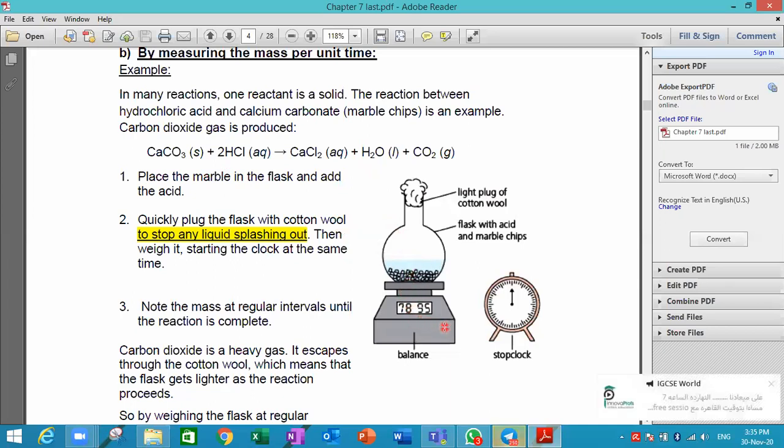Is it to stop the spitting? Yes, excellent. To stop these liquids from spitting outside the container, or the splashing of this liquid outside the container, because we only want to measure the difference in mass when carbon dioxide escapes. We don't want to lose any other component in the mixture except carbon dioxide only. So excellent. Yes, we use a cotton wool to stop any liquid splashing outside the container.